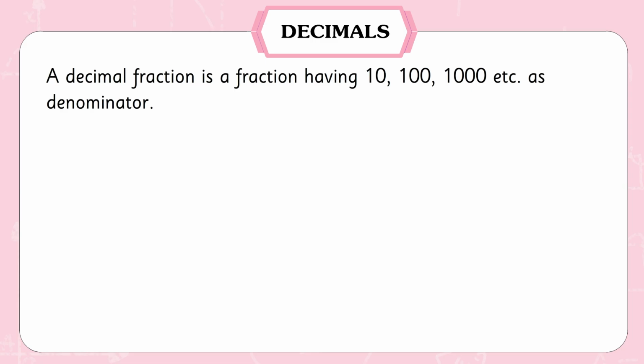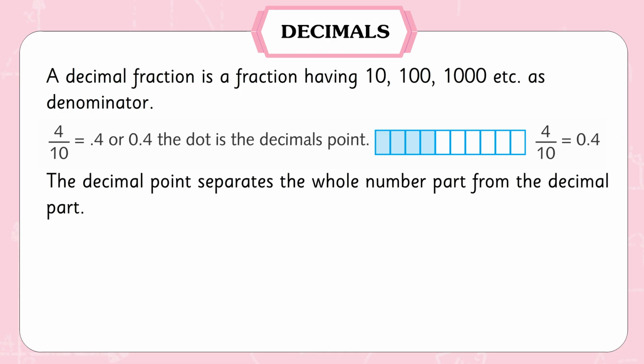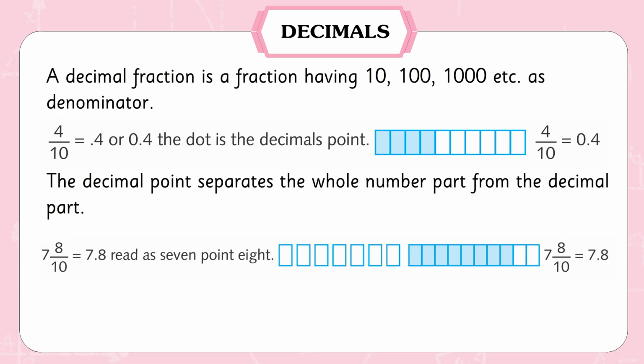as denominator. 4/10 is equal to 0.4. The dot is the decimal point. 4/10 is equal to 0.4. The decimal point separates the whole number part from the decimal part. 7 whole 8/10 is equal to 7.8.